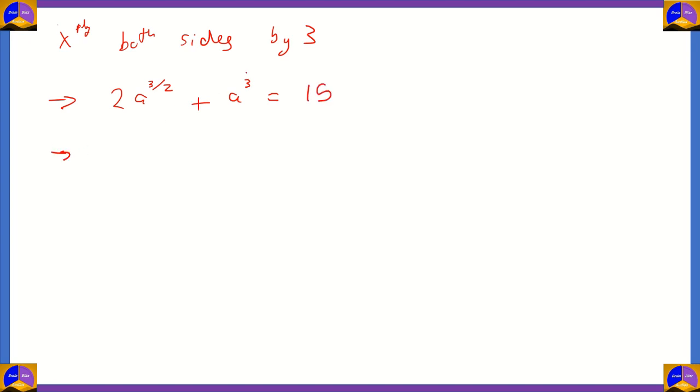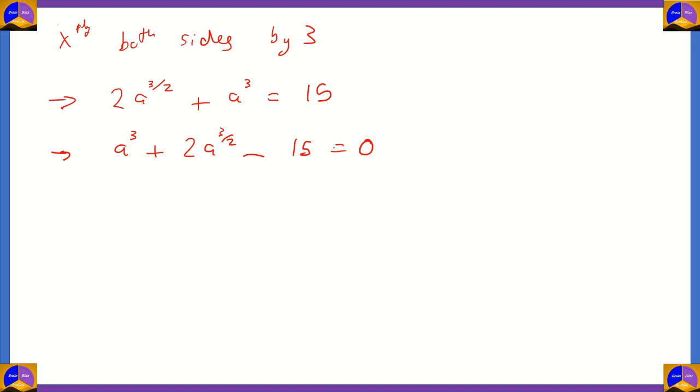Now a cubed is the highest integral, a raised to 3 by 2 is the square root of that, so if you were to take a raised to 3 by 2 as x, then a cubed would be x squared. So our equation here would be a cubed plus 2a raised to 3 by 2 minus 15 is equal to 0. So we can now basically solve it like a quadratic equation.